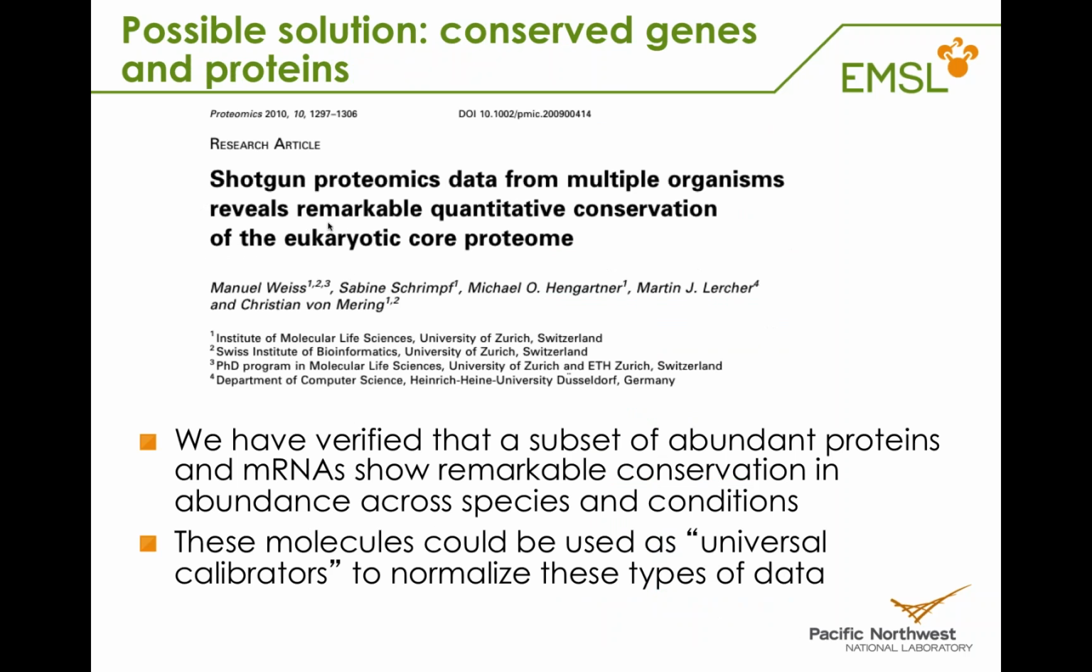This shows one article, and we've actually been looking at protein expression and gene expression across different cell types. It turns out there really is a subset of abundant proteins and mRNA that show remarkable conservation of abundance across species and conditions if you do careful data normalization. So these molecules, which do not change across expression, really could be used as internal standards. I think this idea actually has been proposed by Matthias Mann's group as well.